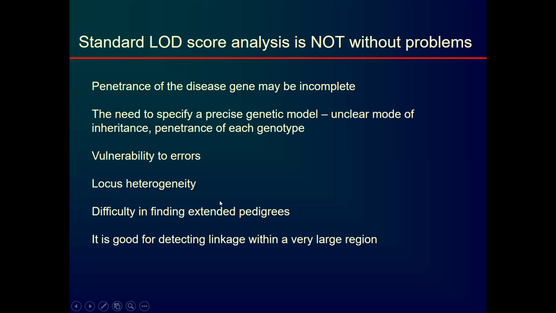I'm also mentioning here locus heterogeneity. If we start moving away from monogenic disorders, then we are talking about more loci being involved, more genes being involved, and that will give rise to many linkage regions. So locus heterogeneity is a problem.